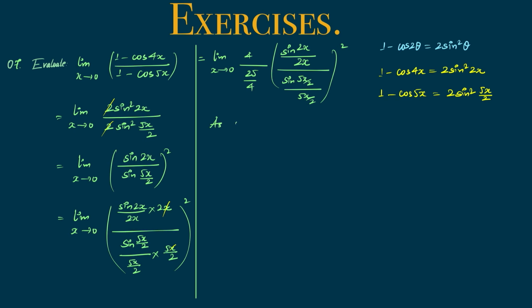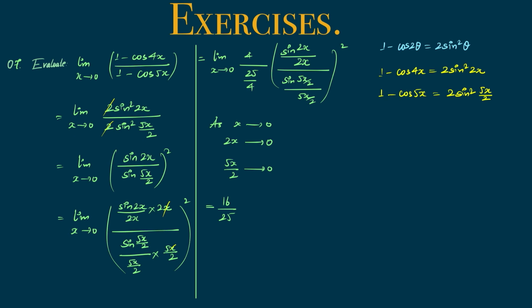And as x tends to 0, 2x will also tend to 0, and 5x by 2 tends to 0. As you notice here, 4 and 4 will get multiplied. It will be 16 by 25, which I will write in front of the limit. So it will be 16 by 25, and I will distribute the limit to numerator and denominator.